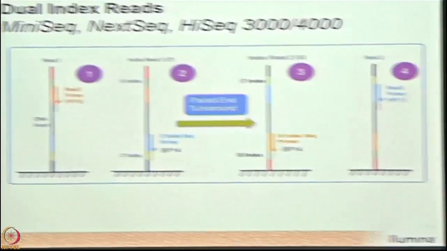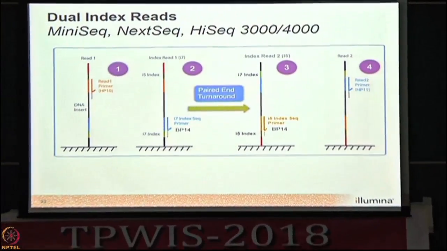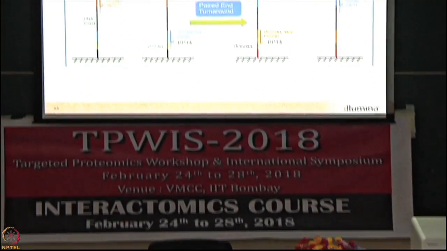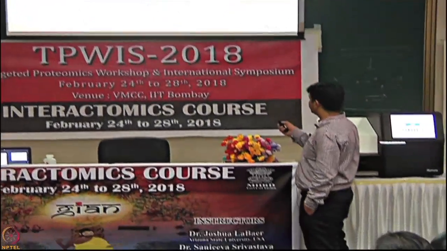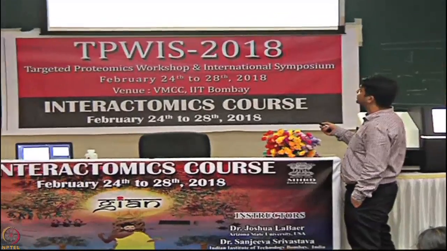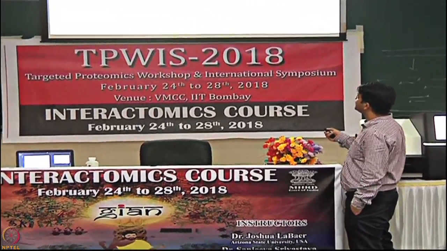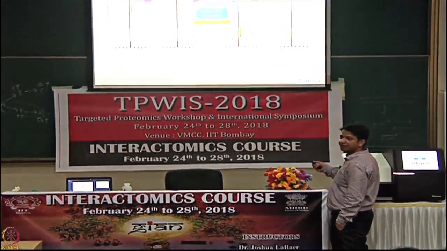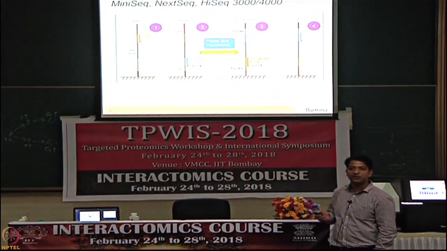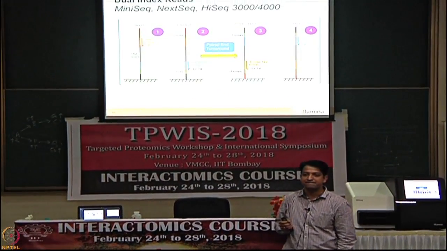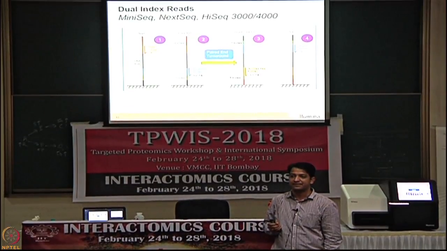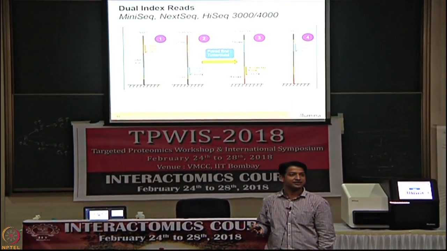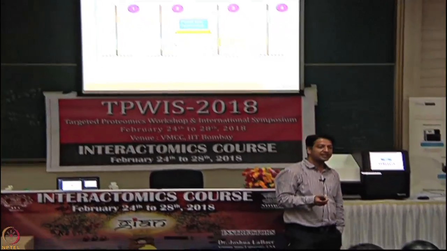So one candidate asked me, why do you need a separate read for indexes? Let's say you have this DNA fragment and you can remember the structure, so here are the indices. Why do you need this separate read? You can directly read from here itself. Why do you need a separate read for that? Make sense? His question was logical.